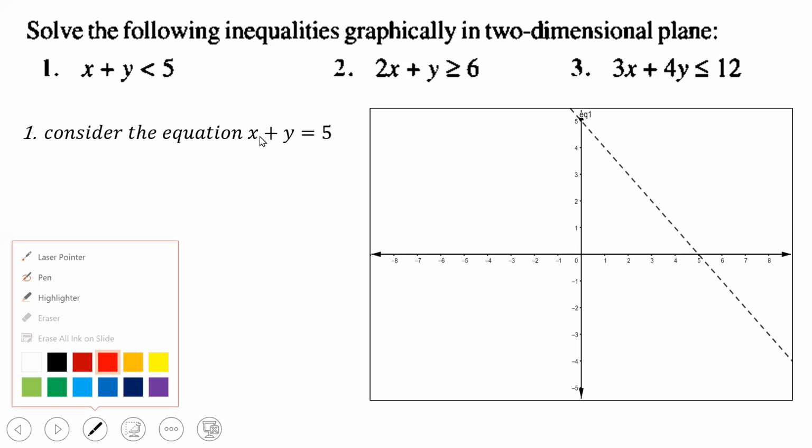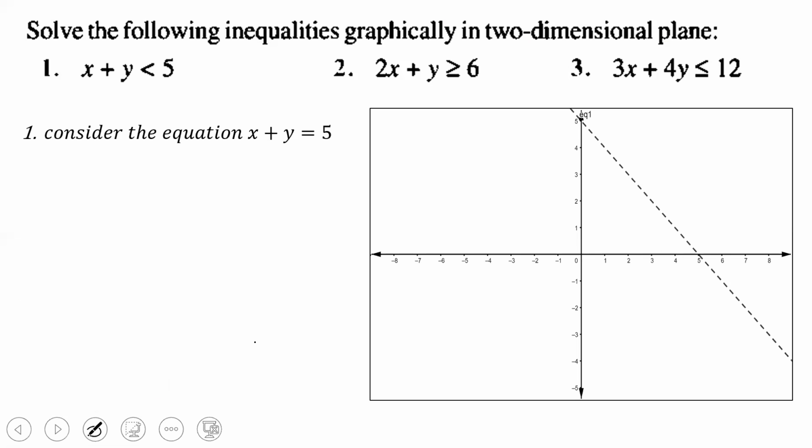Since x plus y equals 5, we can write this as x by 5 plus y by 5 equals 1. That is the intercept form of a straight line. It will cut the x-axis at the point 5, 0, and it will cut the y-axis at the point 0, 5. Okay, so this is the straight line. Now x plus y less than 5.